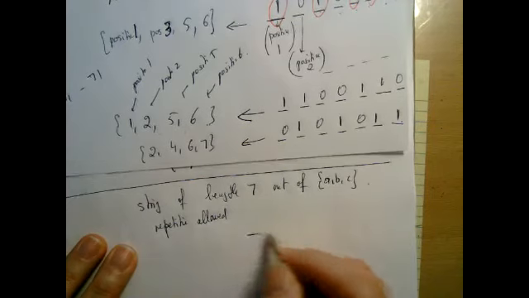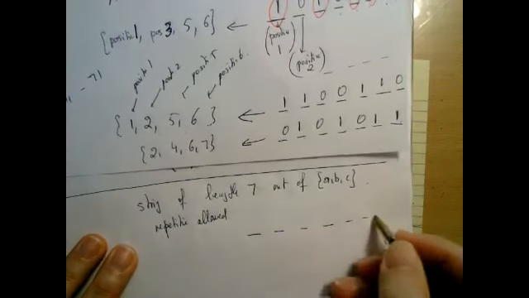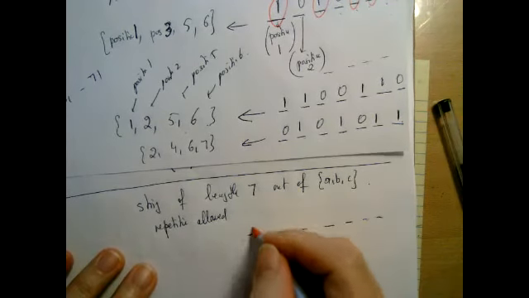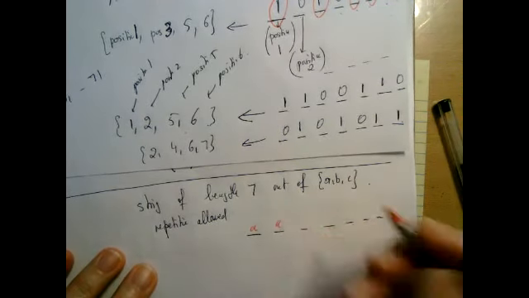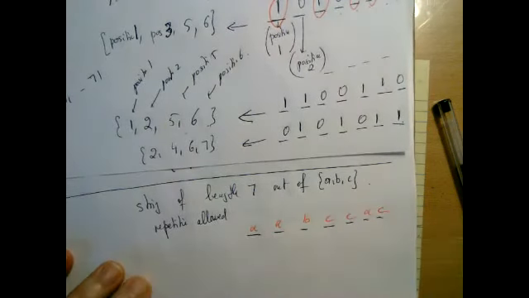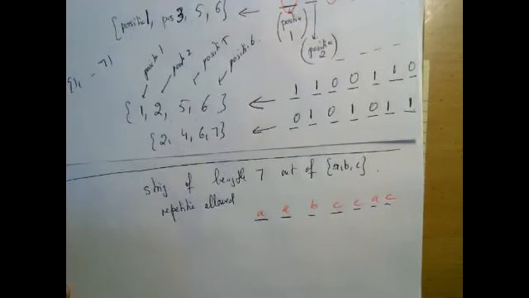So I'm thinking about positions 1, 2, 3, 4, 5, 6, 7. And I'm having letters like I can put A, B, C, C, A, C. This is what we mean by a string.